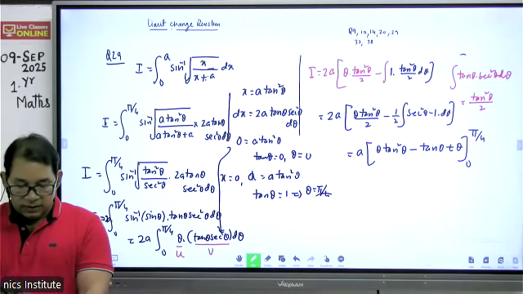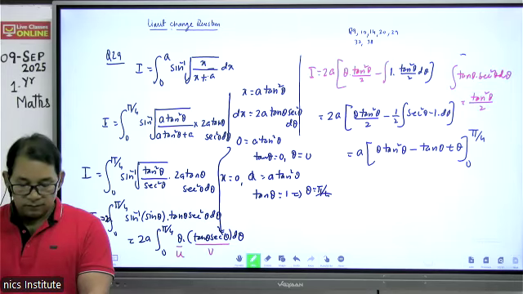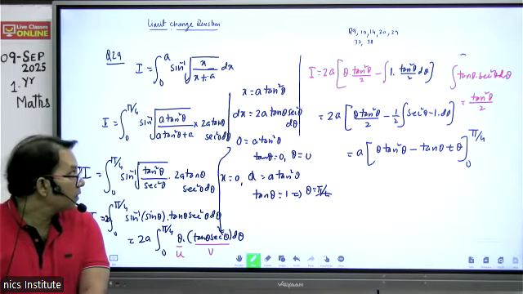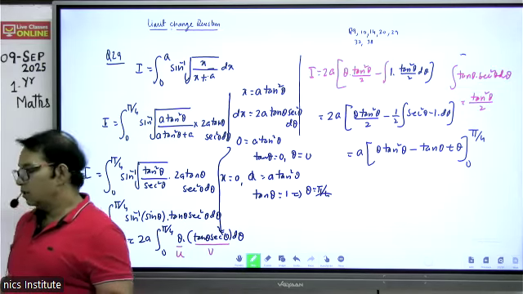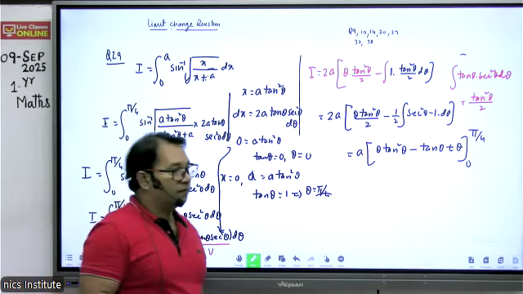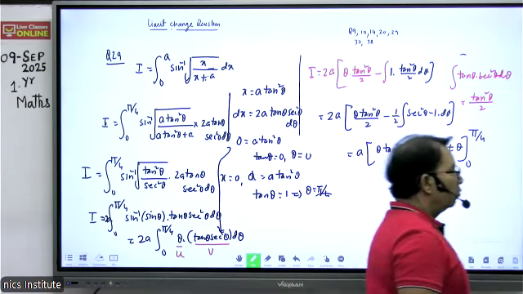So if you practice these questions, there will be practice of indefinite integral as well. Next is 32. Do it yourself. Last two questions, 30 to 38.